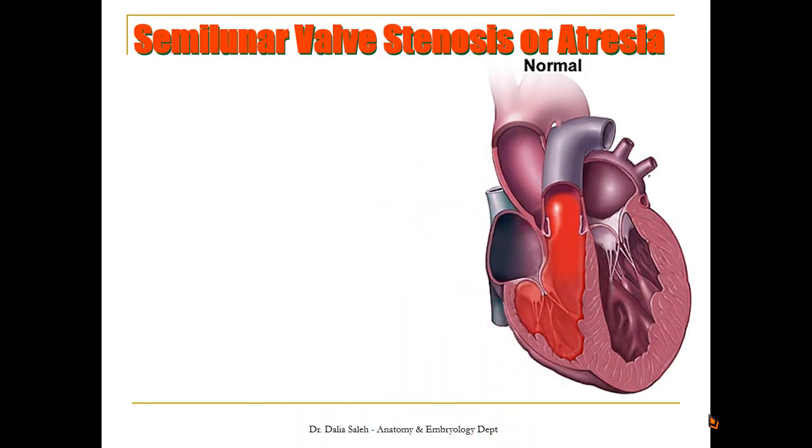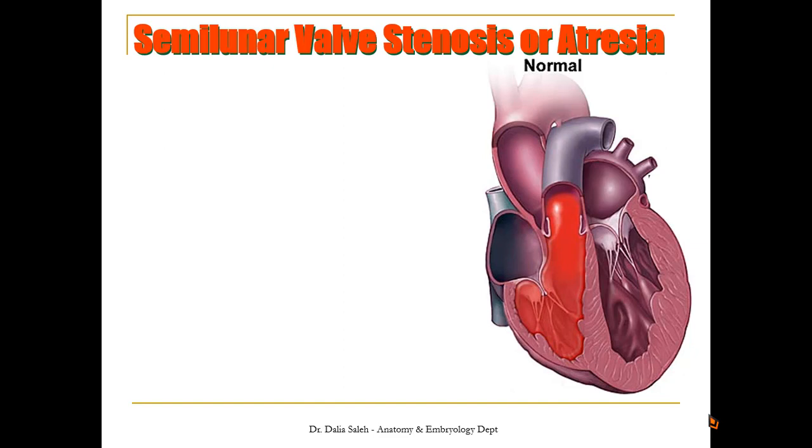Anomalies related to the semilunar valves, meaning the aortic and pulmonary valves. You know that these valves are guarded with cusps. During systole, these cusps will open up and blood will leave the ventricle into these arteries. So in this case, we can see that the blood leaves the right ventricle through the pulmonary valve to the pulmonary trunk.